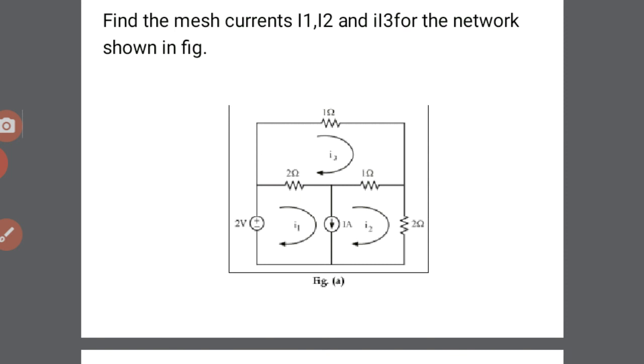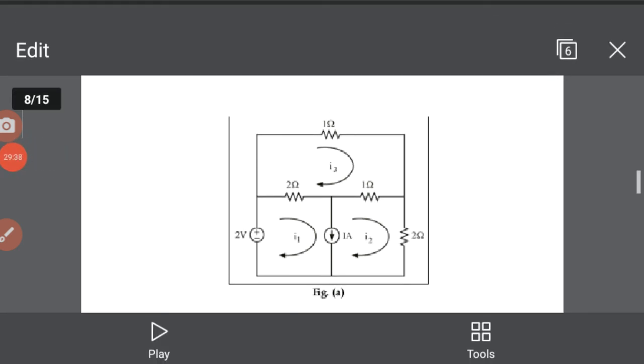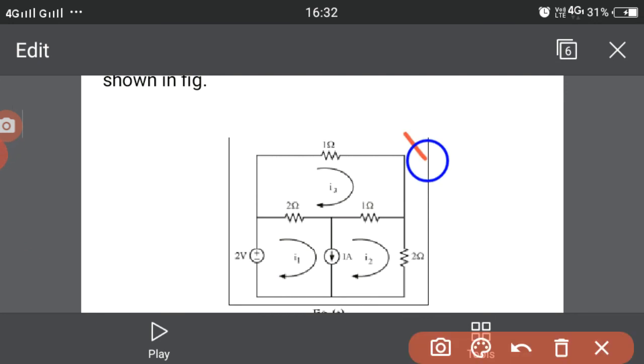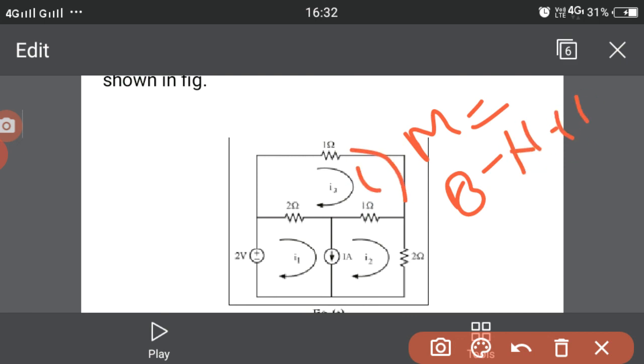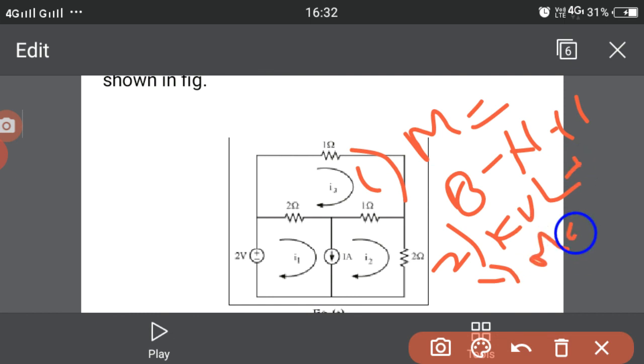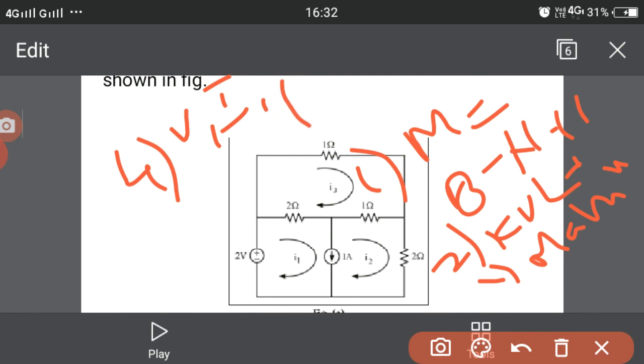So this is totally about mesh current analysis. In mesh current analysis, first you have to find out the number of mesh equations required. That is the formula, m is equal to b minus n plus 1. After that, we have to write down the mesh equations based on KVL. After writing down the mesh equations, put them into the matrix form. When we get the matrix, the fourth step is to find different parameters, that is voltage, current, or power, or transfer ratio, that is voltage transfer ratio or current transfer ratio, and so on.